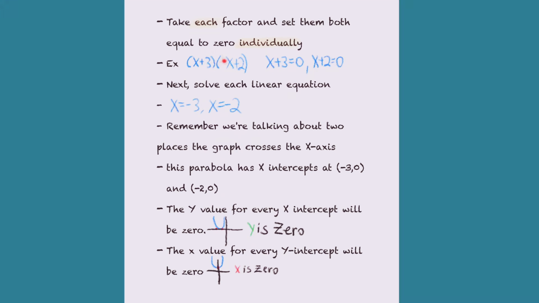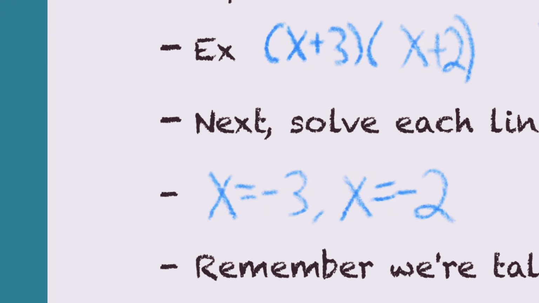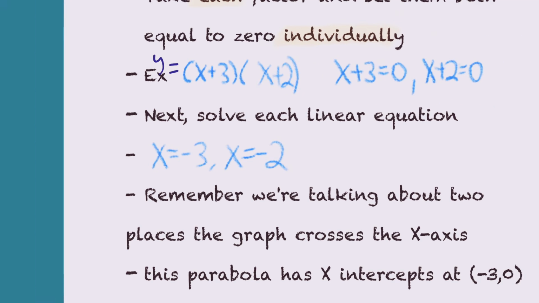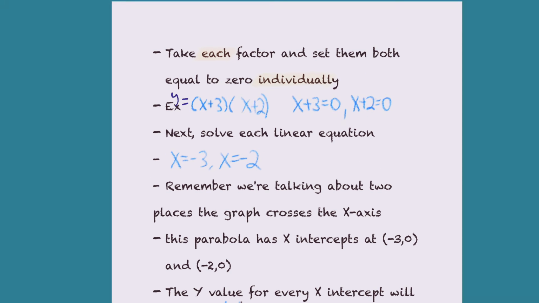Okay, so here we have a problem. In this case, this equation, or this graph, let me put a y here. It's actually y equals x plus 3, x plus 2. So we want to take each factor, and here's one factor, and here's two factors, and set them both equal to 0. Here we have it in factored form already, so all we have to do is set them both equal to 0 individually.